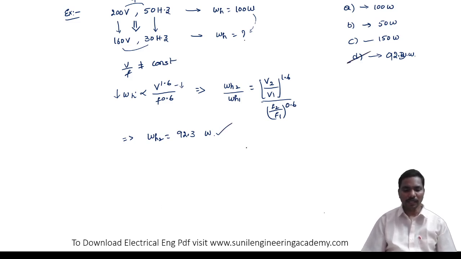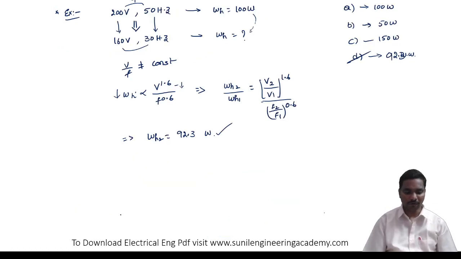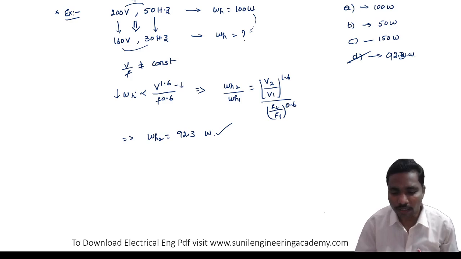Like that you can calculate, but no need to worry, they may not give this type of example. Especially, they will mostly give case 1 type, because the calculation is somewhat difficult here. So, all of you clear now?